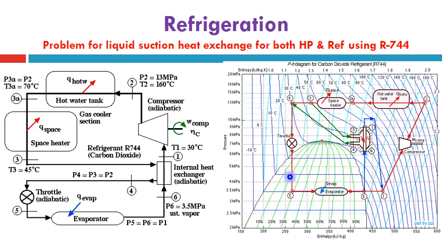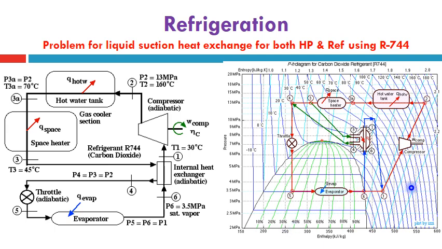Then from point 4 to 5 we have to expand to reduce the pressure from 13 megapascal to 3.5 megapascal, and you can now get all the cycle corners and their values: H1 is around 480, H6 around 440. You have to check these values carefully. H2 is equal to 570, H3a is around 400 kilojoule per kilogram, H3 is around 310, and H4 and H5 are around 270.